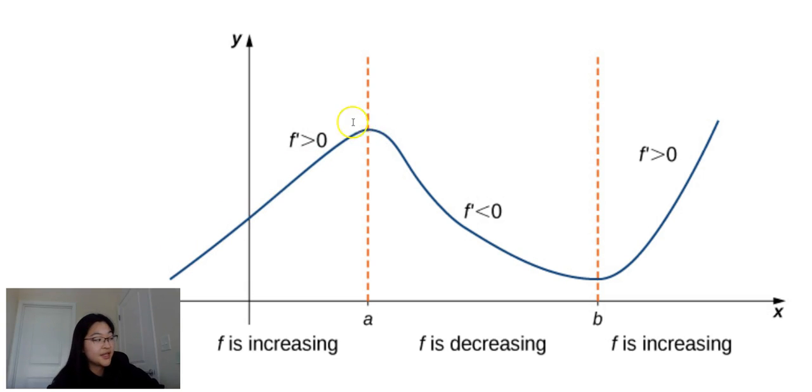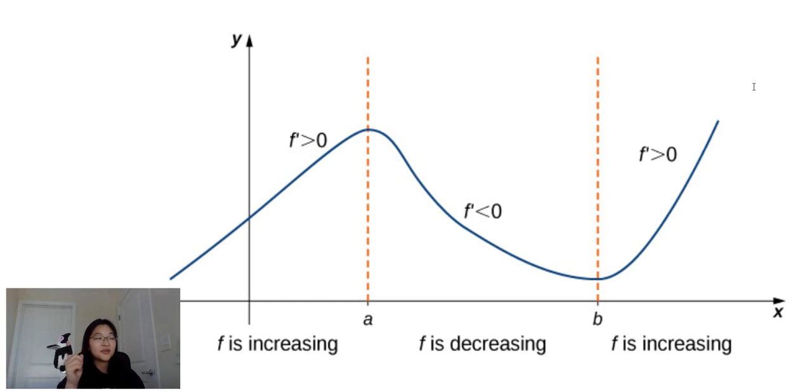And then once we get here, what's happening? The function is decreasing, so our first derivative is negative. And then at b, our function starts increasing again, so our first derivative is positive. So you get your little thing that's going up and down, showing your slope. So we have positive slope for x less than a, a negative slope when x is between a and b, and a positive slope when x is greater than b.